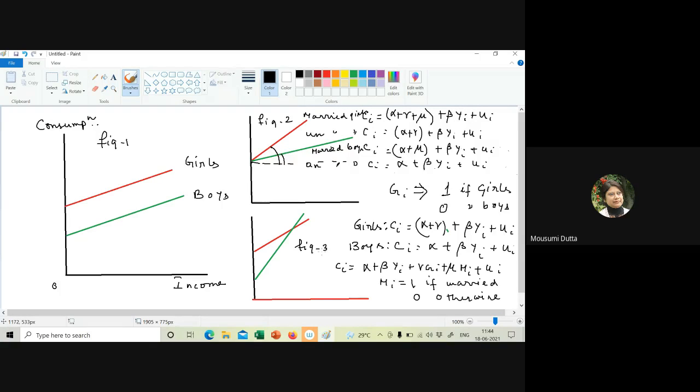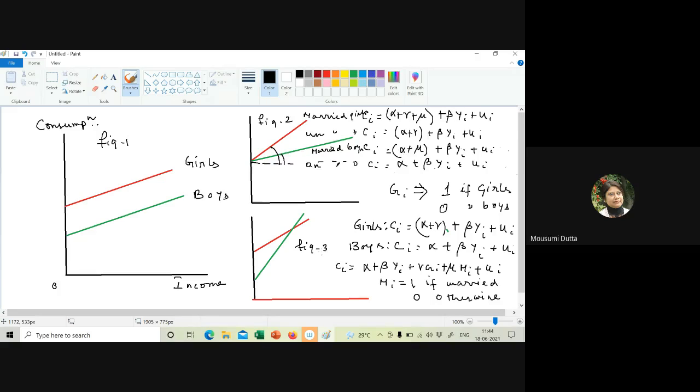It is a combination of both. Both of them have different starting points and both of them have different slopes. In this case, for boys, the slope is steeper, and for the girls, the slope is flatter. Naturally, they are intersecting at a particular point. So all these things may happen.